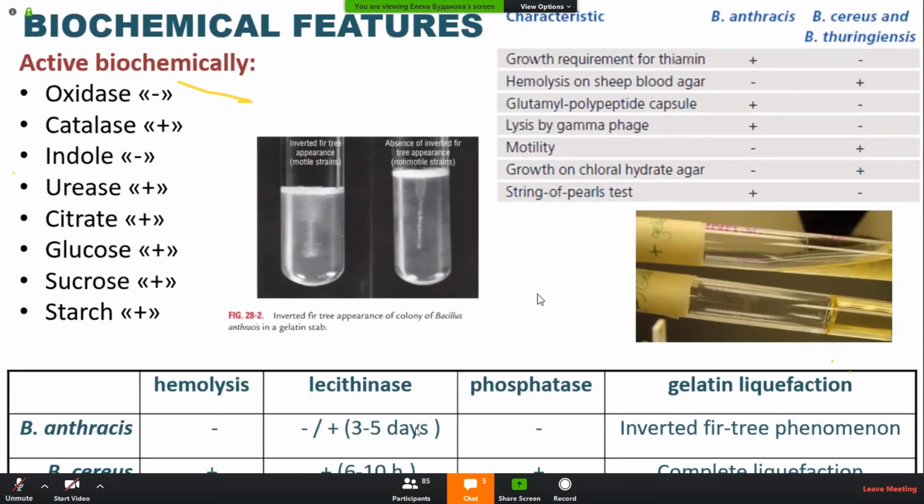They possess catalase activity. They possess saccharolytic and proteolytic activity. And there is one more interesting test known as the gelatin test, liquefaction of gelatin. You can see Bacillus anthracis inoculated into the stab of gelatin causes liquefaction, causes lysis of gelatin, destroys it. That resembles an inverted fir tree. It is the inverted fir tree phenomenon.